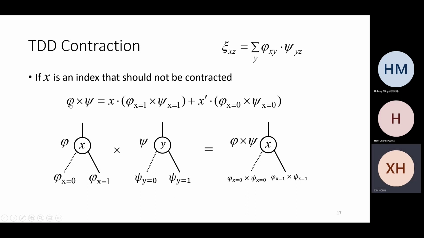And from this Shannon expansion, you can also see that the contraction of phi and psi should be x times the contraction of phi x=1 and psi x=1, plus x prime times the contraction of phi x=0 and psi x=0. And from this graph, it's just a node labeled with index x and then doing the contraction of these two zero successors. Since psi is not dependent on x, psi x=0 is exactly similar to psi, and this is also similar to psi. So this should be the contraction of phi x=0 and psi.